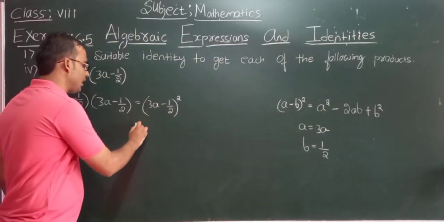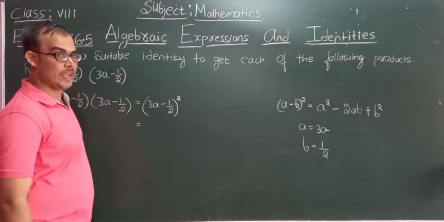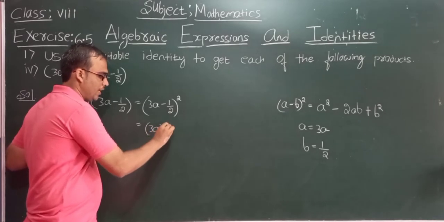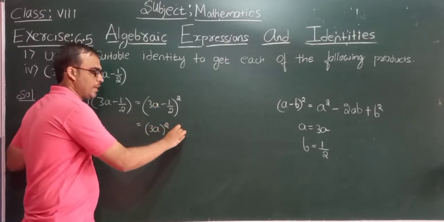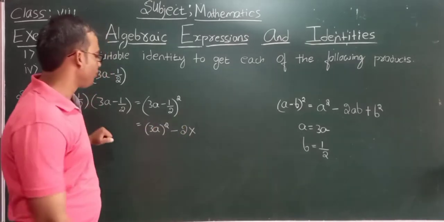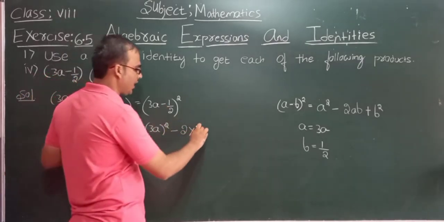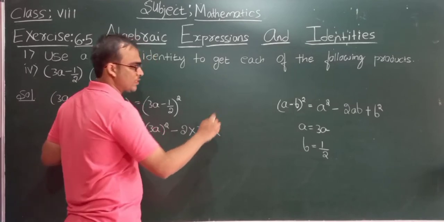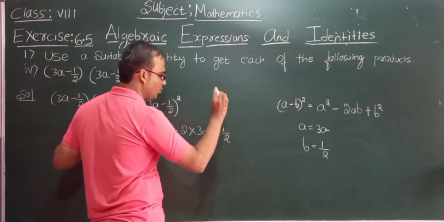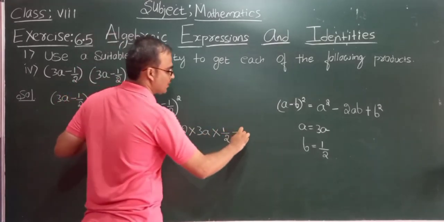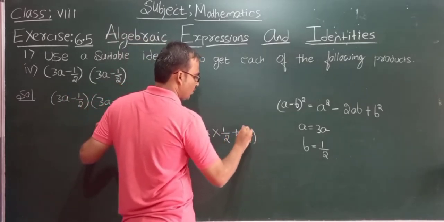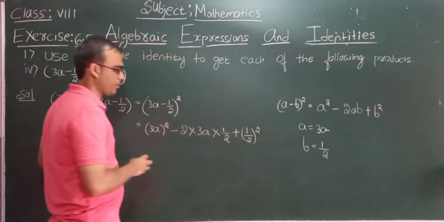Now we'll put these values in the formula. Okay, a square. So what is a? 3a. That is 3a whole square. Next, minus 2 into, what is next? A. Okay, so here a is what? 3a into, what is next? b. So what is b? 1 by 2. Next, plus b square. What is b? That is 1 by 2, no? So square this, so write square.